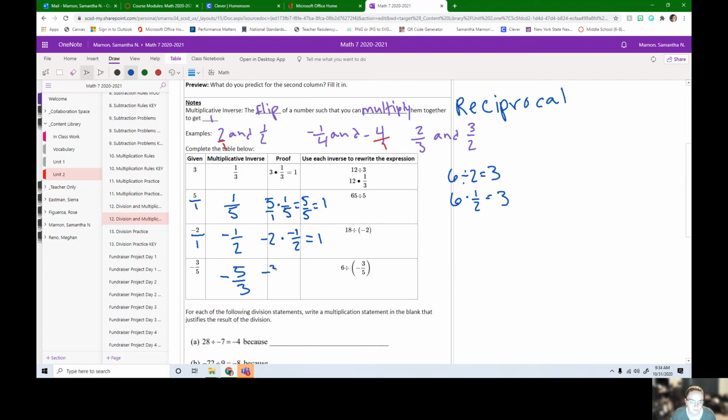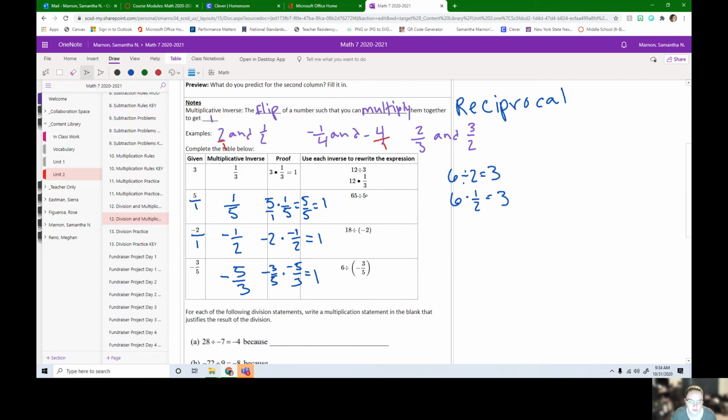Now we can do -3/5 multiplied by -5/3. You're going to get negative or +15 over +15, right? Negative times a negative is positive. 15 over 15 is just 1. So now I'm going to actually change colors so we can see the difference when I go into that last box. So we need to rewrite this.